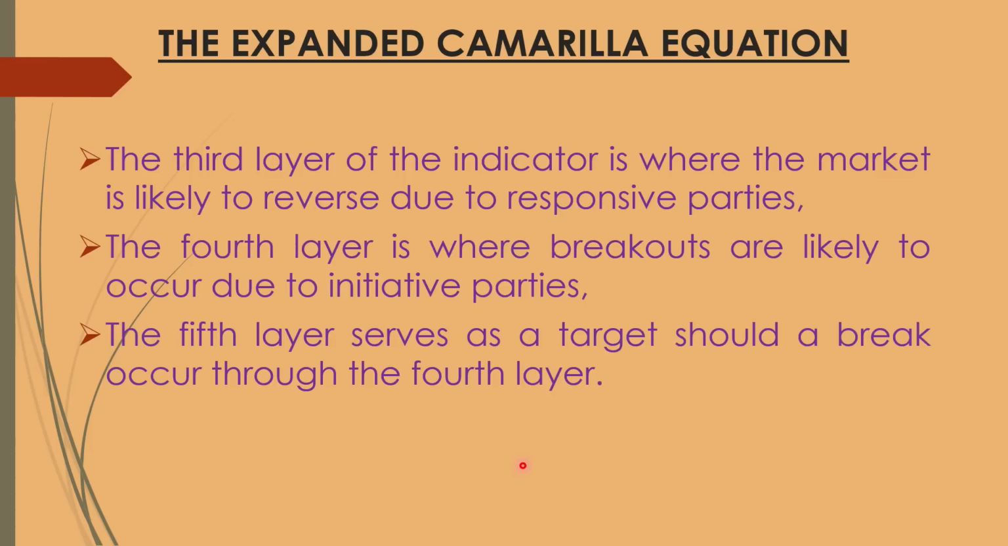The third layer of the indicator is where the market is likely to reverse due to responsive parties. The fourth layer is where breakouts are likely to occur due to initiative parties. The fifth layer serves as a target should a breakout occur through the fourth layer.